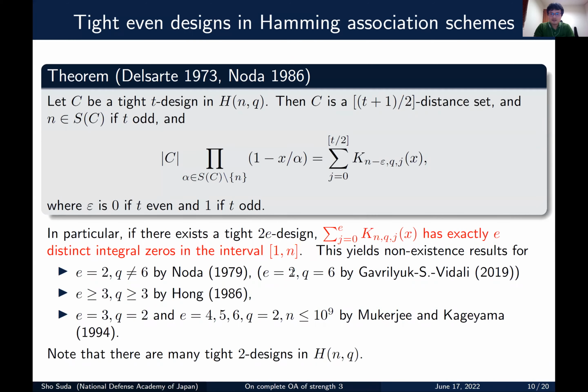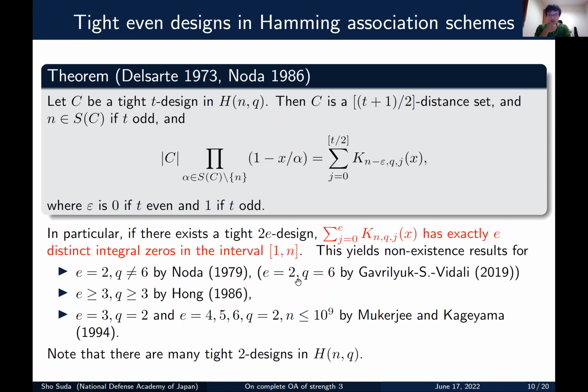Actually, this yields a non-existence result for many cases. The first case is shown by Noda, 1979, for E equal to 2 and Q not equal to 6. This means type 4 designs in Hamming schemes H(n, Q), where Q is not equal to 6. Noda completed the classification for this case.